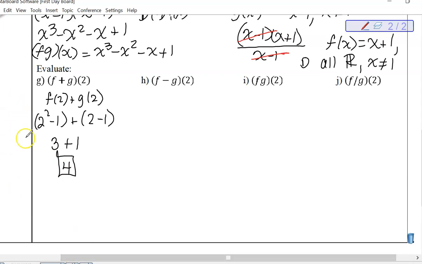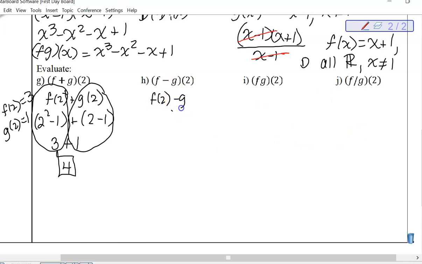So here's what I know. The f of 2 is 3. Right here, we figured that out. And the g of 2 is 1. We figured that out right here. And we just have to do that over and over again. But this time, we're doing the f of 2 minus the g of 2. So 3 minus 1, which is 2.